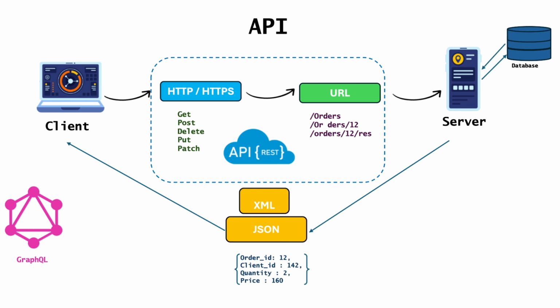They're the communication language of the internet. Without APIs, systems couldn't talk to each other and the web as we know it wouldn't exist.